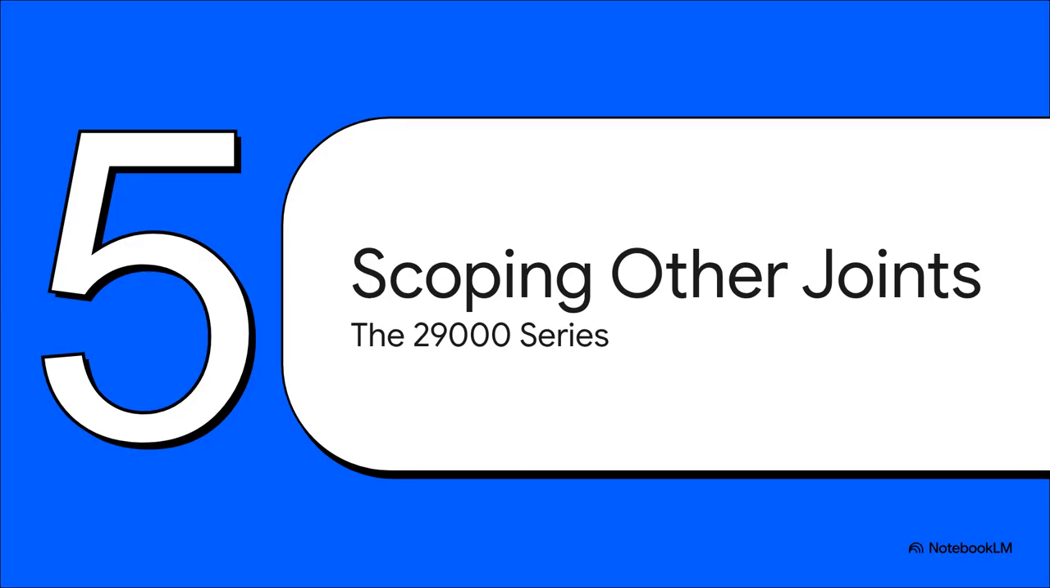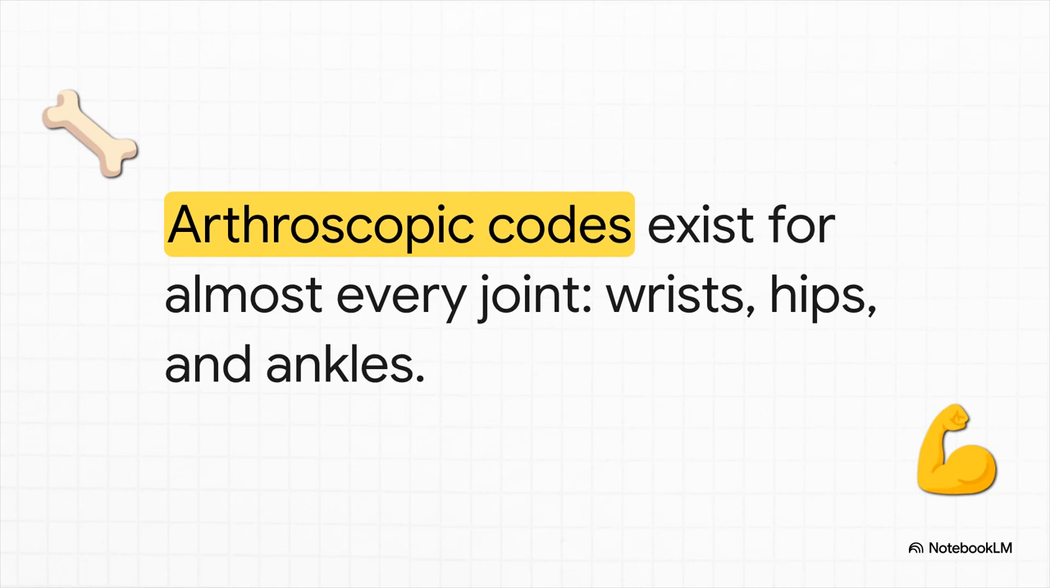Section 5. Scoping other joints. Now, obviously, knees and shoulders are super common, but arthroscopic codes exist for almost every major joint these days, including wrists, hips, and ankles. And I just want to briefly remind you here that the exact same golden rule we covered earlier applies whether the surgeon is scoping a hip, a wrist, or an ankle. If they insert the camera to look at the ankle joint diagnostically, but end up fixing a defect surgically, that diagnostic look is always, 100% of the time, bundled into the surgical repair.